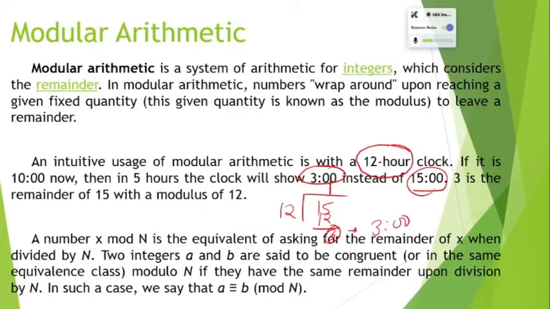So, x mod n is the equivalent of asking for the remainder of x when divided by n. Two integers a and b are said to be congruent or in the same equivalence class modulo n if they have the same remainder upon division by n. In such case, we say that a is identical to b mod n. Later, we will discuss that more and deeper. Now, let's have an example on how to solve the modulo or the modular arithmetic.